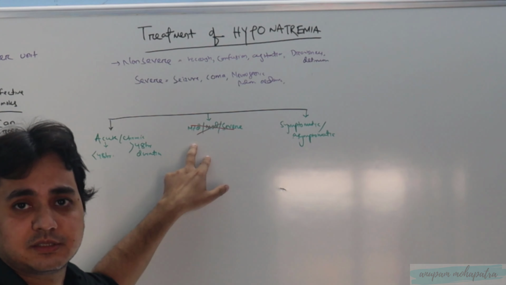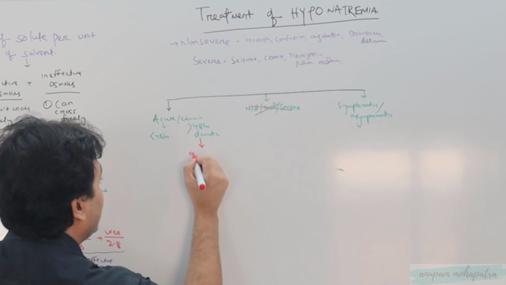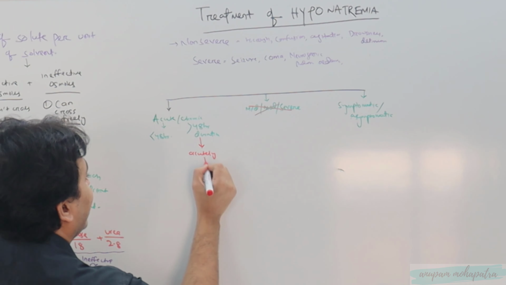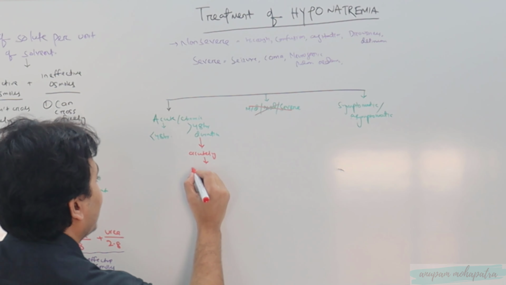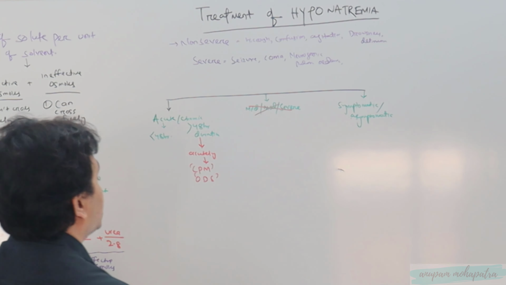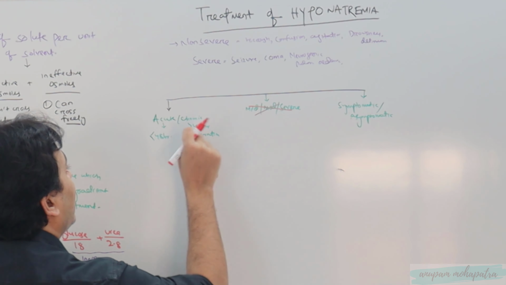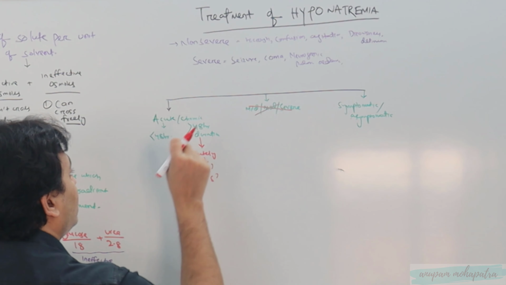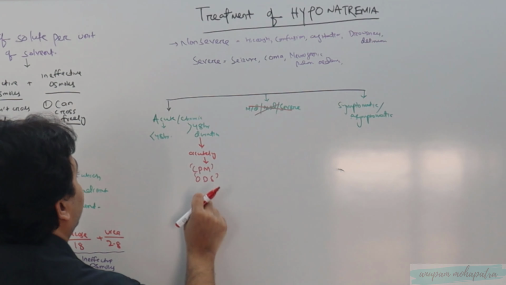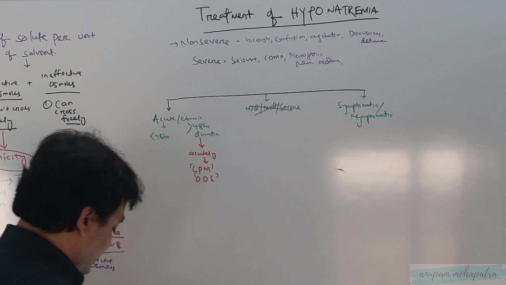And why are acute and chronic important? Because if you try to correct chronic acutely, then we can have what we call central pontine myelinolysis or osmotic demyelination syndrome. Right? So we have to be very careful while treating chronic hyponatremia. Okay? The slower we treat it, the better it is. So next we'll discuss the treatment.